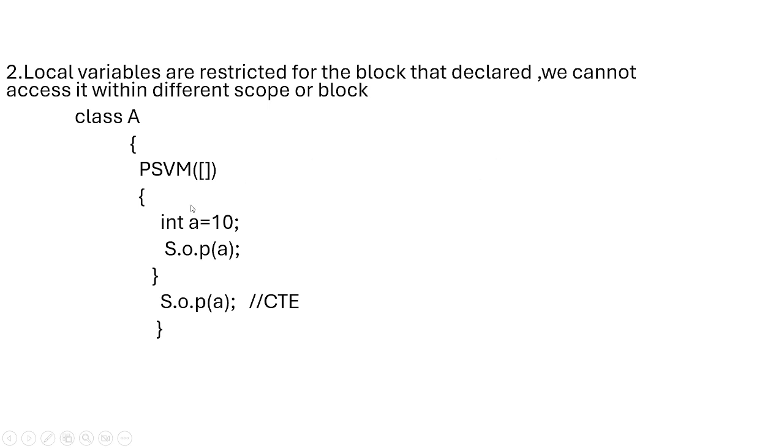Rule number 2 is we cannot access it in any other block. This a is restricted to only this block, because here only we have the declaration, and here only we have initialized the variable. Initialized means here only we have taken the variable, and here only we have assigned the value. If we try to access that a in another block, for example here in the class block, it will show you a compile time error because it is restricted to only this block. This is the second point.